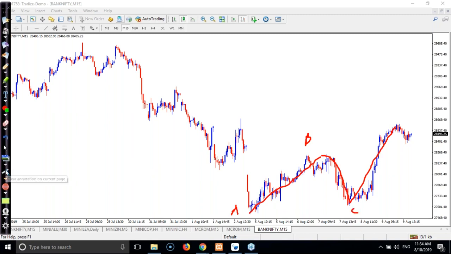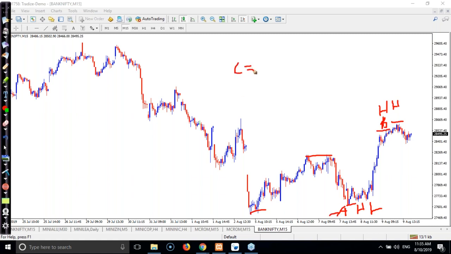Next, we will find this is an A point and this is a B point, because they're creating a higher high and a higher low. We need a higher low. This is a higher low, and this is a higher high. If this is A point and this is B point, what is the C point? We need the C point. Here we can see this is a higher low, and this is a higher high, and now we need a higher low.